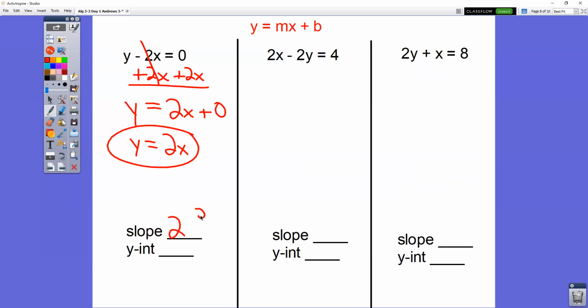Your slope, therefore, would be 2 or 2 over 1. Your y-intercept, again, technically there's a 0 there, so it would be 0, 0. So be very, very careful there. Go ahead and try this next one on your own, please.